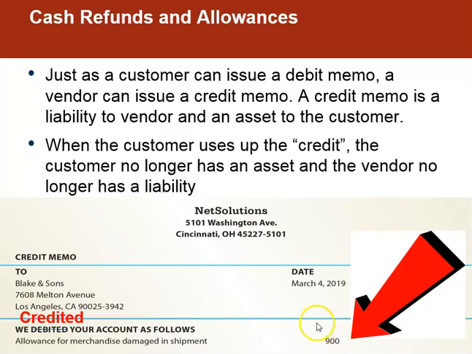They don't always issue a debit memo. They might have just called and complained, and Net Solutions says, yeah, sorry about that. Put it in a box, send it back, and we're going to credit your account. We're going to give you a credit. So, $900, allowance for merchandise damaged in shipment. This is an example of a credit memo. Our previous example was a debit memo. Debit memos are issued by the buyer. Credit memos are issued by the seller.